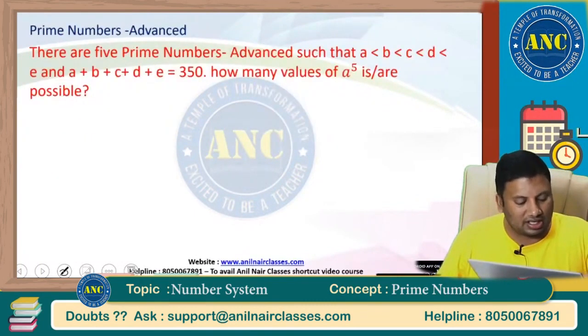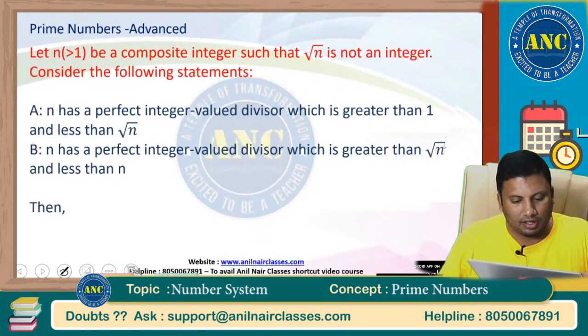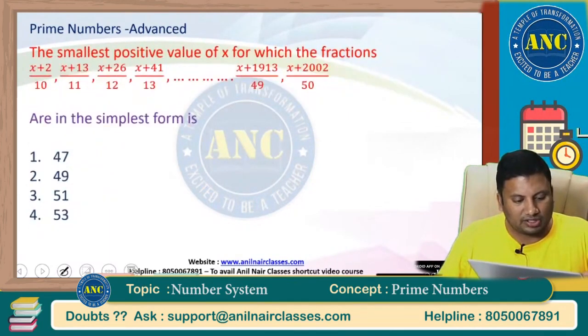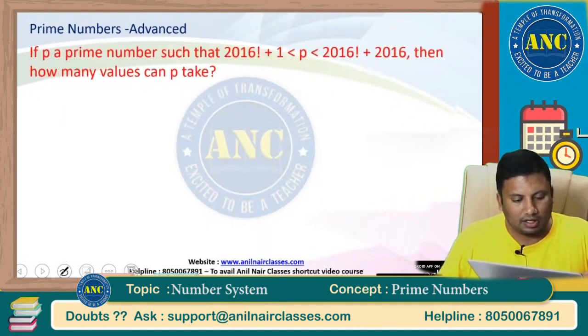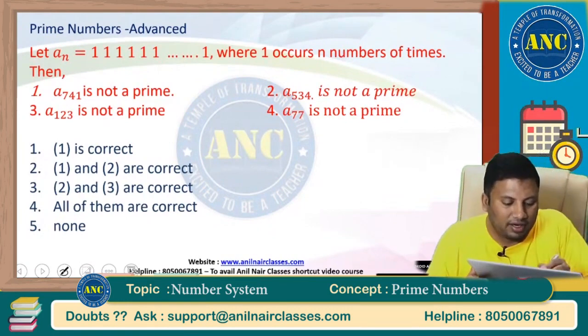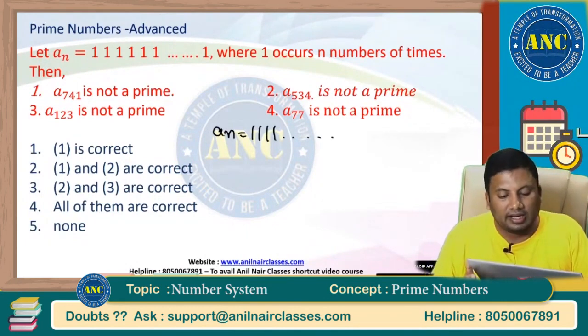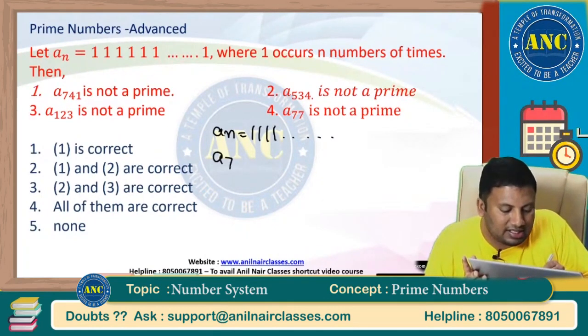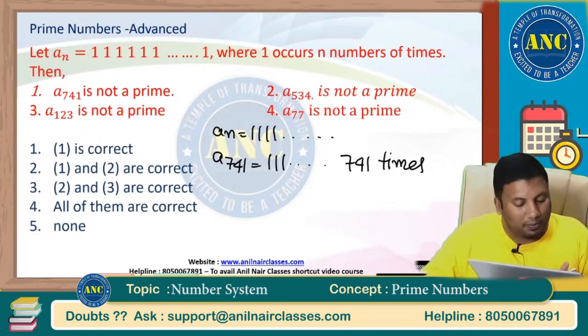In the first session we discussed this. Let me see that question which is based upon this one. Very, very good questions are there. Now, this is the question which I asked you. A741: AN is nothing but 111111 occurring n number of times. A741 is 1 written 741 times.